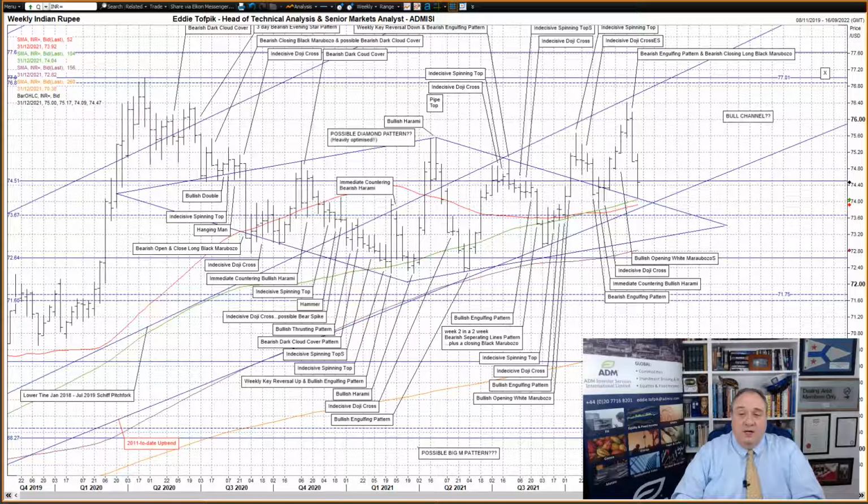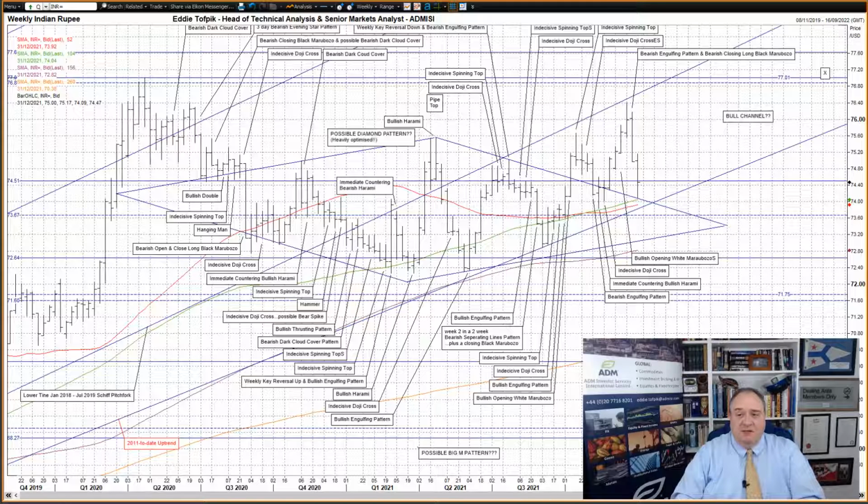However, there is one other pattern I'd like to discuss, and it is an even larger one than the heavily optimized diamond pattern. It is still not complete, but it is to look at the action since mid-February 2020 as a possible big M pattern. Now, big M patterns, like their opposite, the big W pattern, are a derivation of the double top pattern, but obviously over a longer period of time.